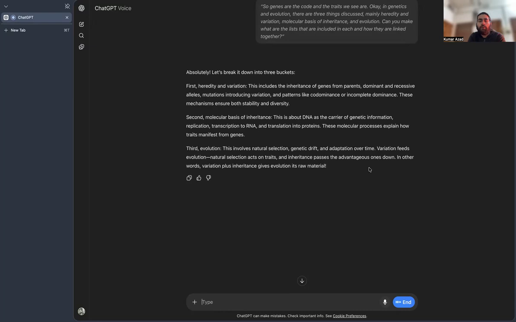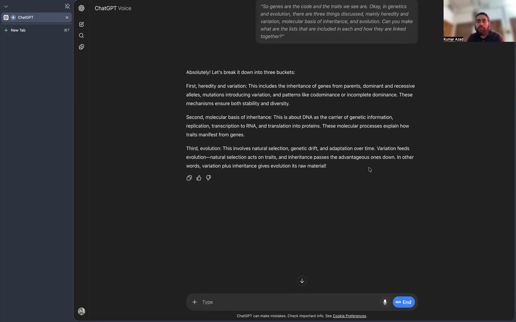The second part is molecular. The first part is more broad, but the second is at the molecular level, the molecular basis of how it is made. This is about DNA as the carrier of genetic information, replication, how it replicates further, transcription to RNA, and translation into proteins. These molecular processes explain how the traits manifest from genes, and the third is how they evolve.